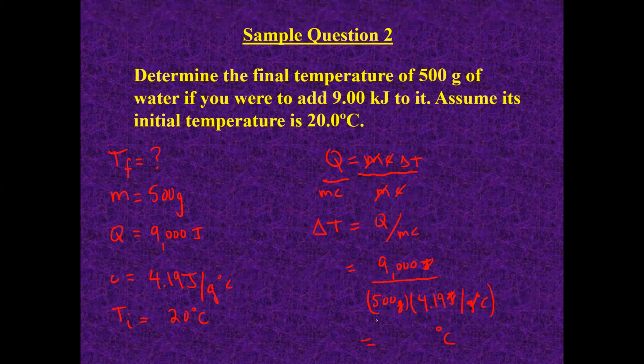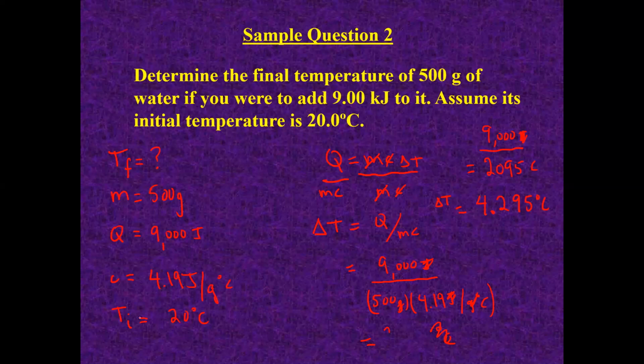Okay, so 500 times 4.19 is going to give me 2095. So it's going to be 9,000 joules over 2095, and the joules have canceled out. Yes, and we're left with Celsius. So we're going to go now 9,000 divided by 2095, and I get 4.295 degrees Celsius. Now, this is my change in temperature.